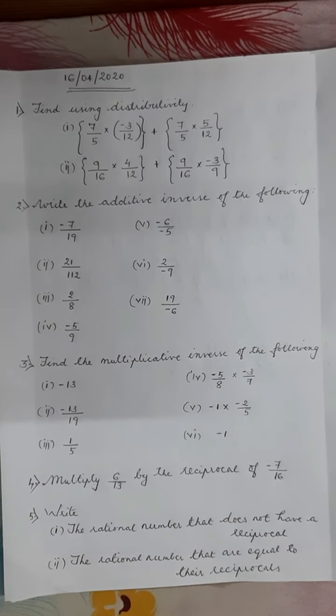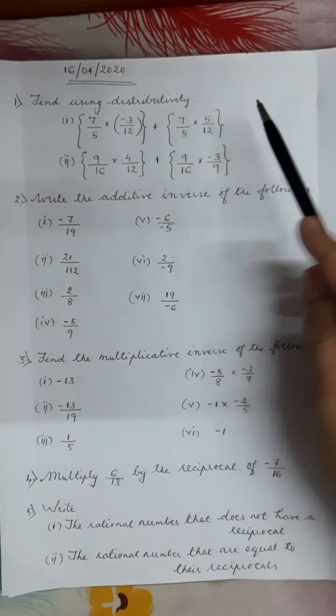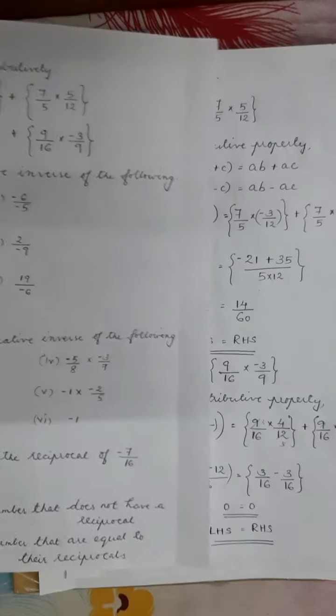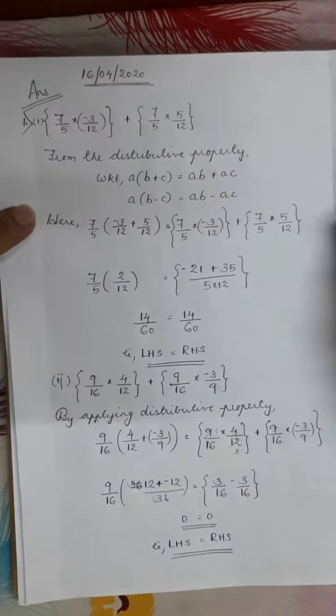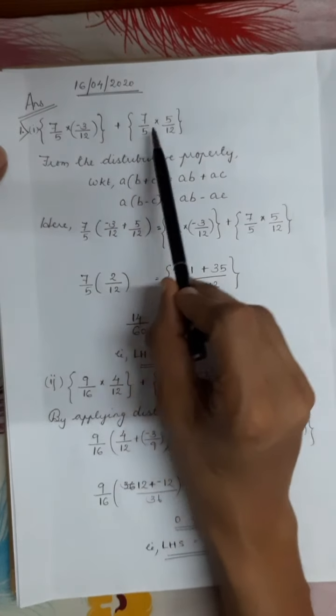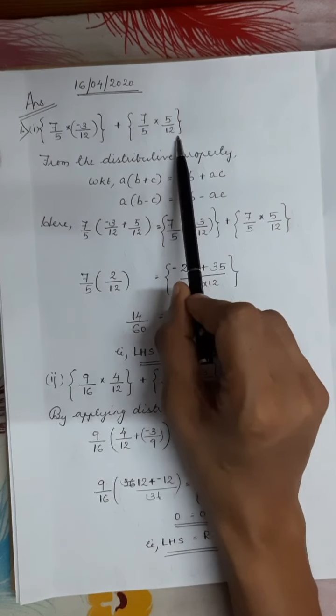Today first of all we will be discussing homework answers, then we will be moving to the next topic. So last class I gave you a total of 6 questions. First question is to find using distributive property. You need to prove these 2 questions. What was the first one? 7 by 5 into minus 3 by 12 plus 7 by 5 into 5 by 12. You need to prove this under distributive property.